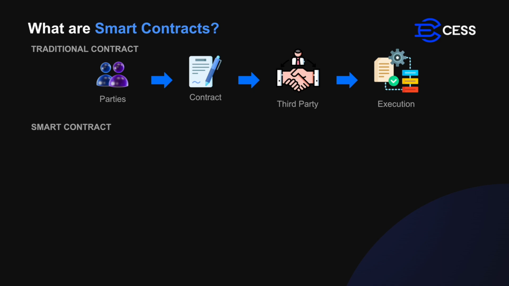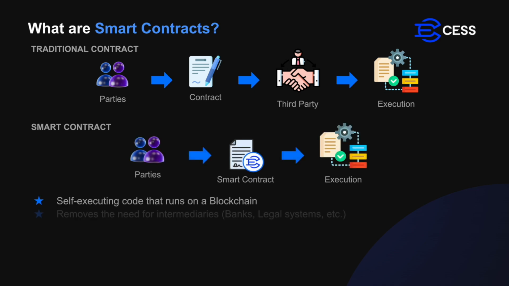agreement. On the other hand, with smart contracts, the process is fully automated. The agreement is written as code and stored on the blockchain. Once the conditions are met, the contract executes automatically. No lawyers, no bankers, no delays. The transactions are transparent, immutable, and trustless.